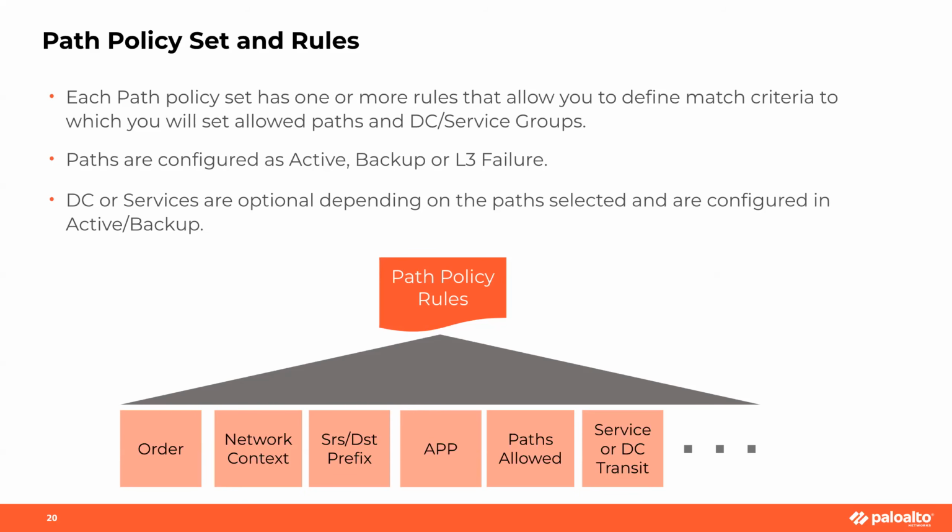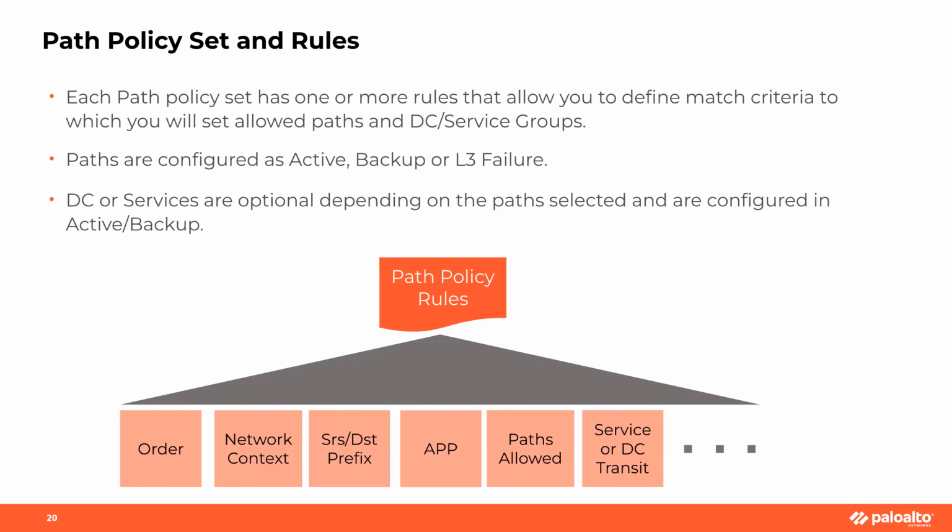This is common for when we want to implement LTE services at a site. We may only want our LTE service to be used if the primary circuits are down. So if we have a DIA circuit and an LTE circuit, we may only want the L3 failure path, or the LTE circuit, to be used if the primary is down. So we have full flexibility in our policy definition, and we'll go through some examples later showing this L3 failure case. And DC and service groups, we'll go into a bit more detail on them later on, but these allow us to set either SD-WAN data centers or third-party services to be transit points for our traffic.